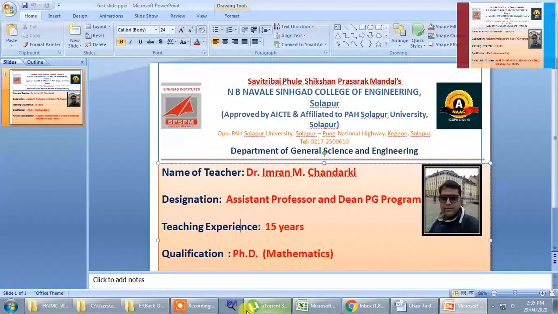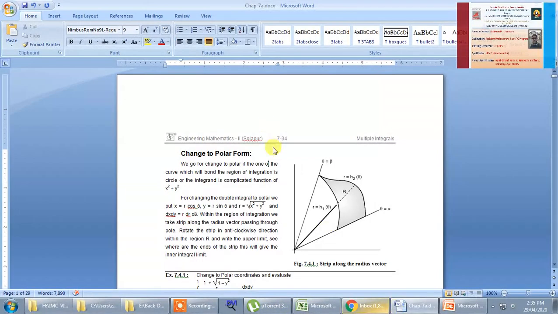Now, in continuation with multiple integration, I am going to talk on a new topic that is called change to polar form. Just now we have finished the problems based on why to change and how to change the problems of double integration to change of order case. Now we are going to see why and how to change the problem to polar.